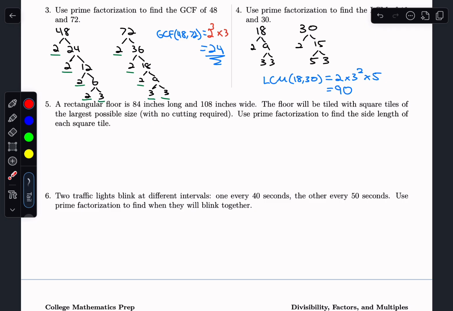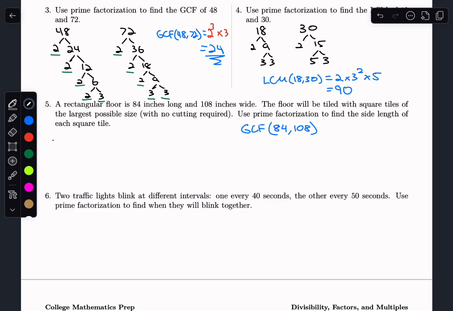It says a rectangular floor is 84 inches long and 108 inches wide. The floor will be tiled with square tiles of the largest possible size that require no cutting, meaning no remainder on each side. We want to use prime factorization to find the side length of each square tile. So what we are actually trying to do is find the biggest number that divides both 84 and 108, meaning we are trying to find the GCF of 84 and 108.